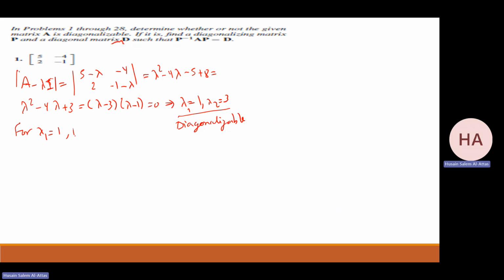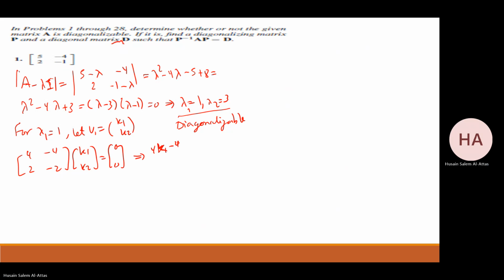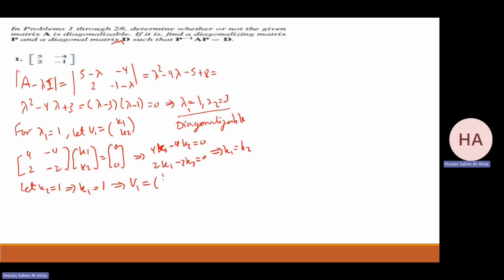For lambda 1 equals 1, let V1 be K1, K2. I'm getting 4, minus 4, 2, minus 2. I have 4K1 minus 4K2 equals 0 and 2K1 minus 2K2 equals 0. So I'm getting K1 equals K2, very clear. So let K2 equal 1, K1 will be 1. So V1 will be 1, 1.